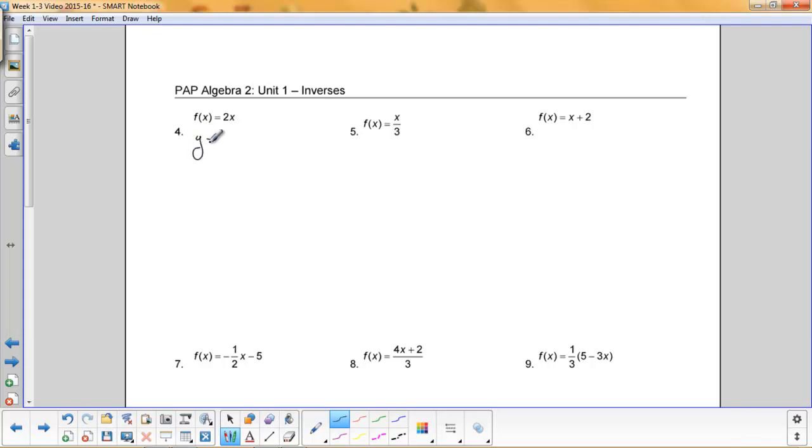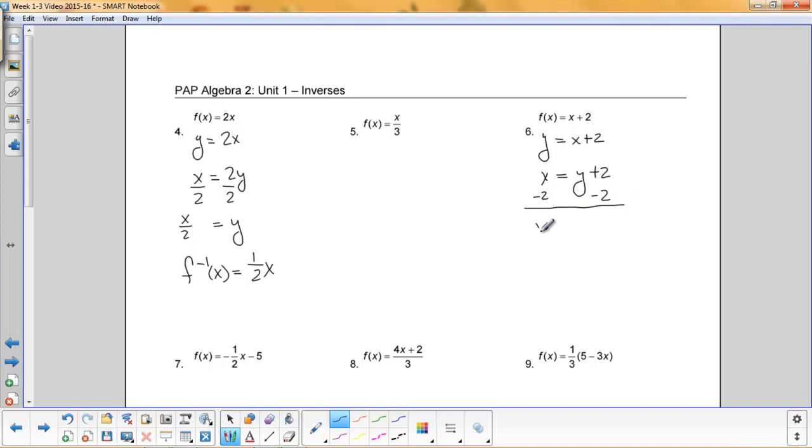Step 1 is change f of x to y. Step 2, switch the positions of x and y. Step 3, solve for y. Change y to f -1 of x. Step 1, change f of x to y. Step 2, switch the positions of x and y in the equations. Step 3, solve for y. Step 4, change y to f -1 of x.